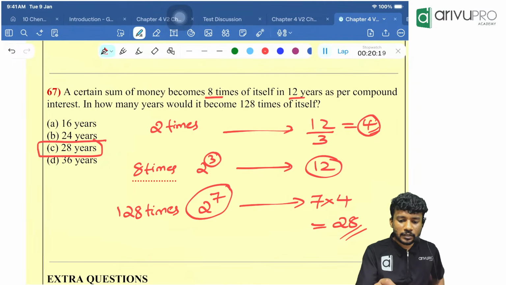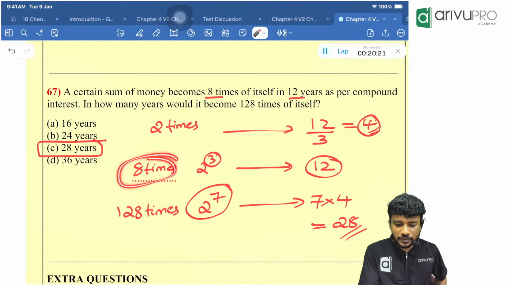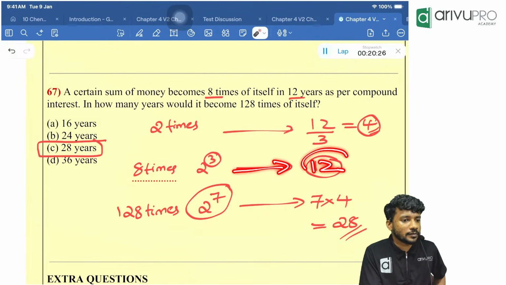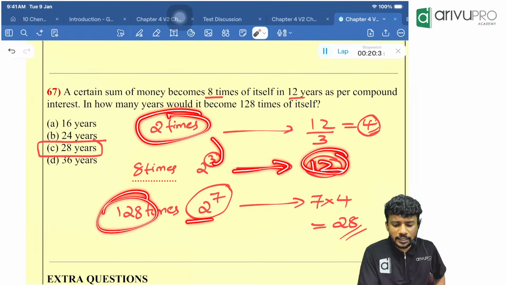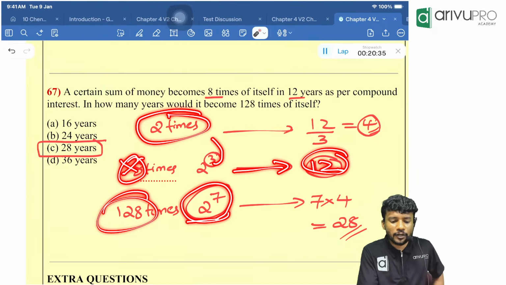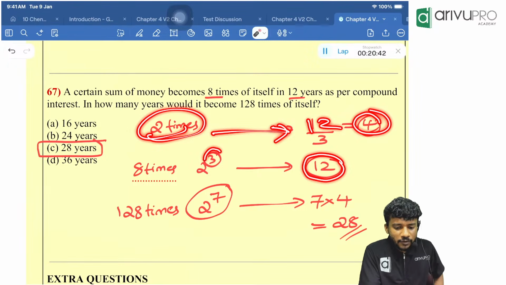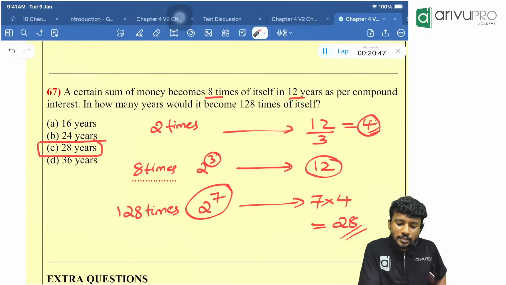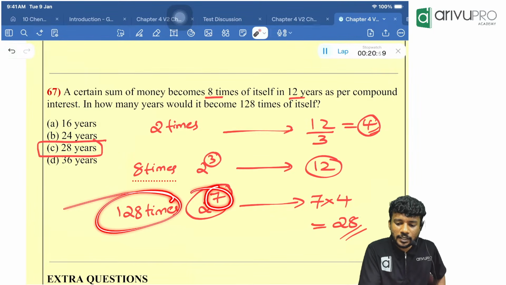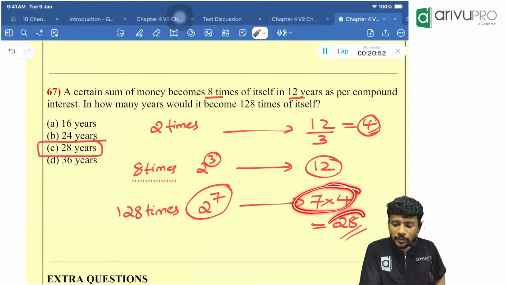So we have 8 times, which is nothing but 2 power 3, and that is 12 years, as given. So if I go in reverse to find 2 times, because 128 is right in terms of 2 itself, we can't write it in terms of 8. So 2 times became 12 divided by this power, which gives me the previous number of years. So my answer for 128 times will be 7 into 4. How much is that, people?